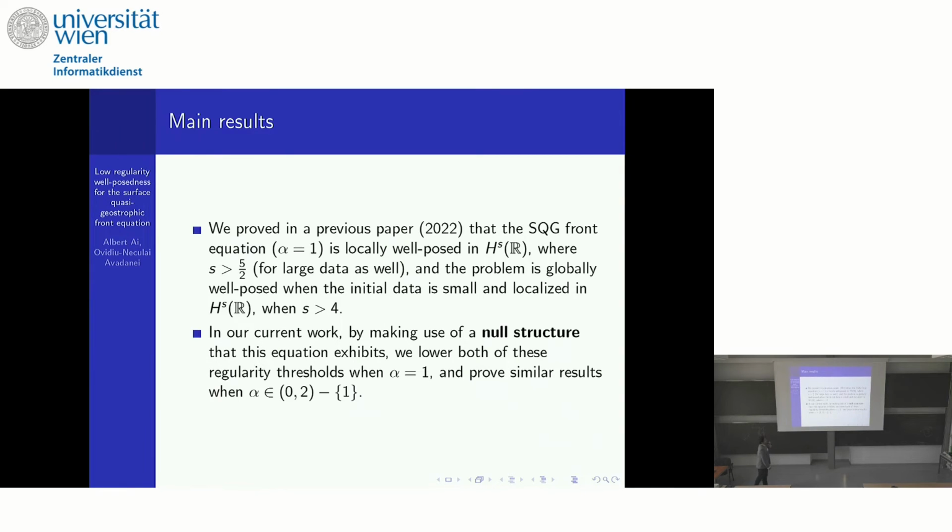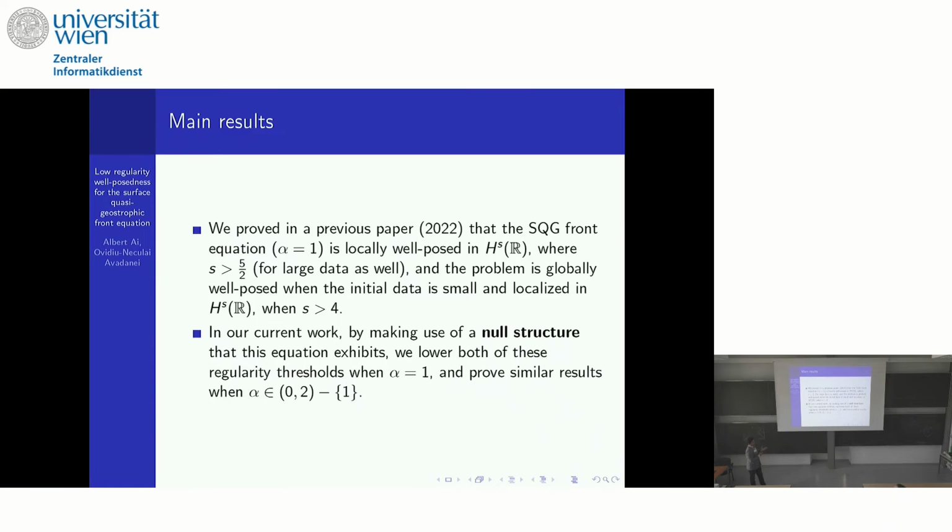Okay, now, what did we do? In a previous paper from 2022, we proved that the SQG front equation, and by this I'm referring to the case alpha equals 1, is locally well-posed in H^s of R, where s is greater than 5 over 2, for large data as well. So we dropped the assumption on the convergence of the expansion. And that the problem is globally well-posed when the initial data is small and localized in H^s of R, where s is greater than 4.